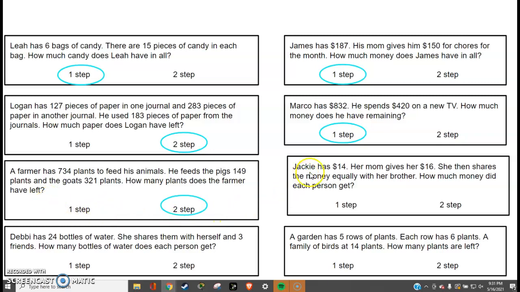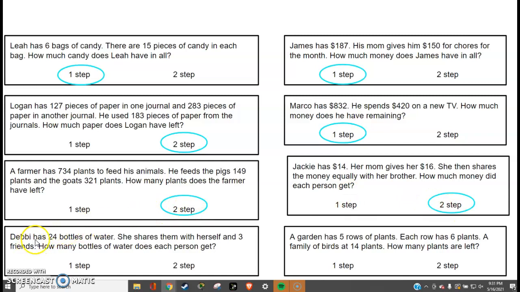The next question says Jackie has $14. Her mom gives her $16. She then shares the money equally with her brother. How much money did each person get? So are we going to do one or two steps? This one's a little tricky, but it actually is a two-step problem.